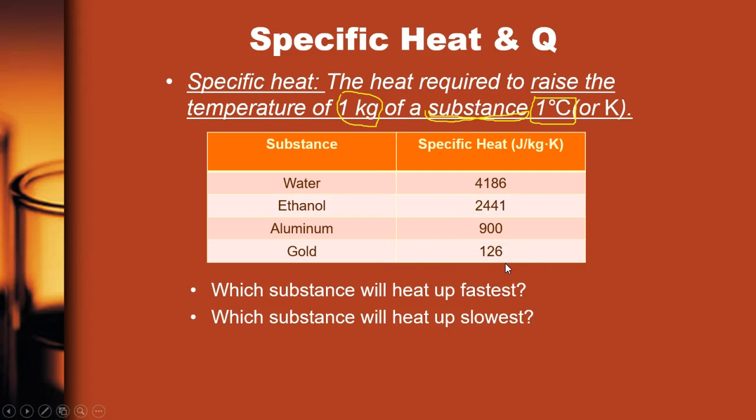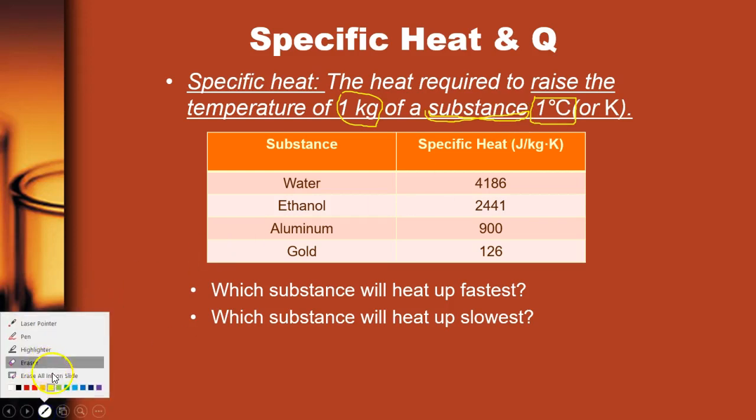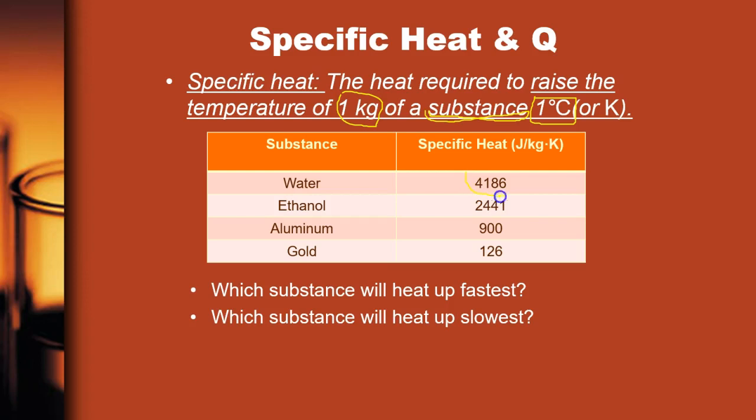Which substance will heat up the slowest? Well, that's water. We have the same amount, 1 kilogram, going to undergo the same temperature change, 1 degree Celsius. It takes 4,186 joules of energy. That's obviously a lot more energy than the 126 joules that we saw here. And ethanol and aluminum are going to be in between those two.